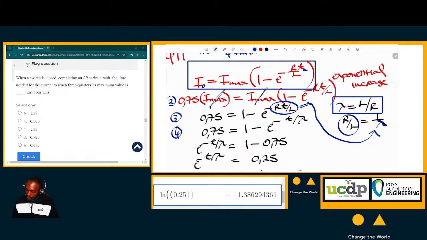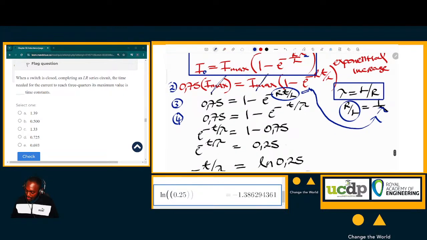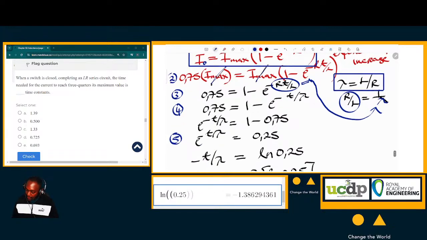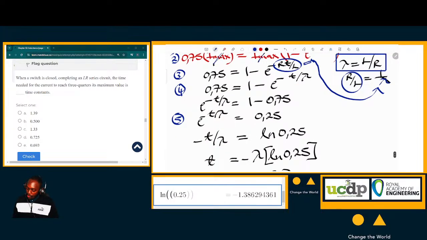So there we now subtract 1 minus 0.75, and you get 0.25. We're now here on equation 5. And to remove an exponential, we have to take ln on both sides. And ln of this will give you equation 6, which is negative t over tau, which is the time constant.